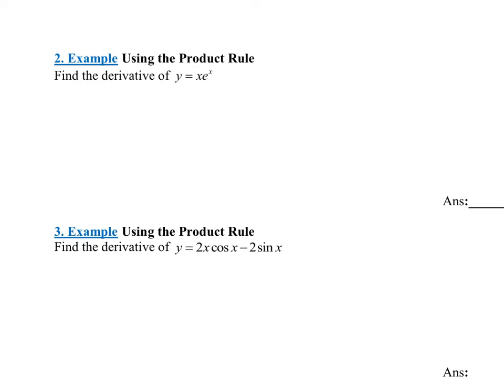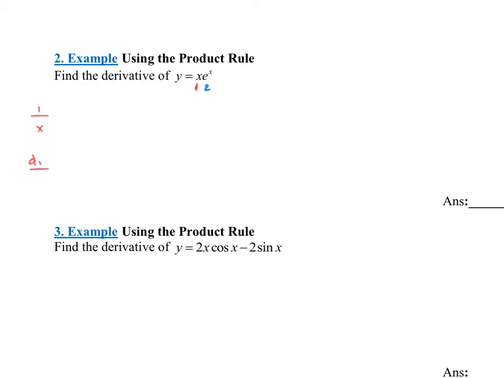So here's example 2. It says find the derivative of y equals x e to the x. This is a perfect example of what I was talking about, where we are forced to use the product rule because the first function here is x, the second function here is e to the x. Again, you want to do the first, which is x.